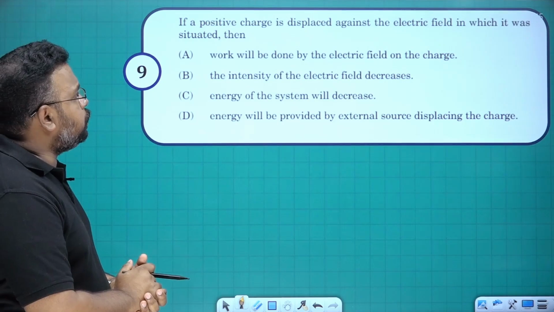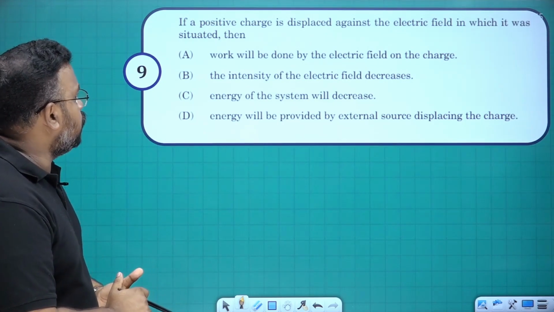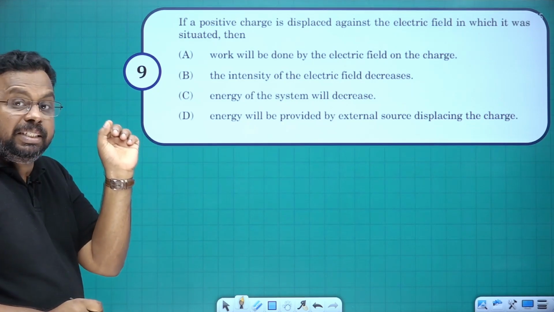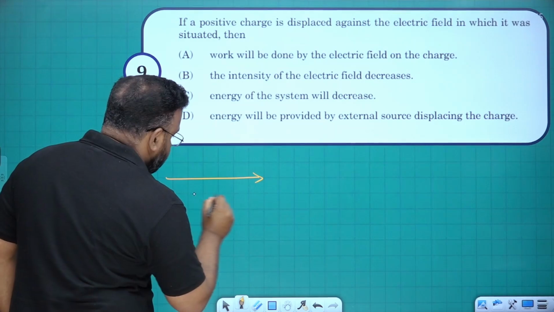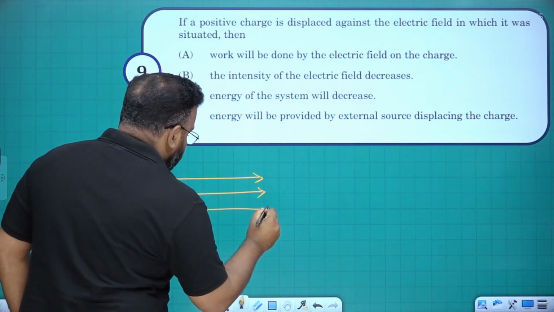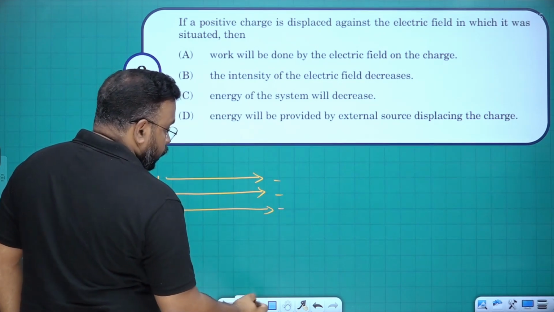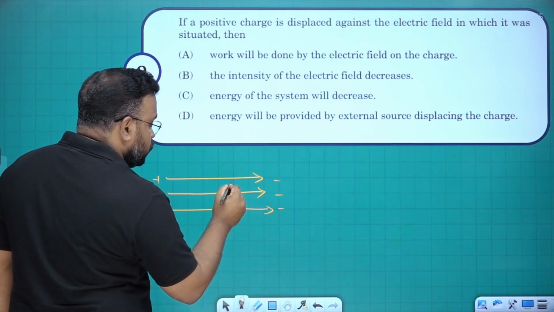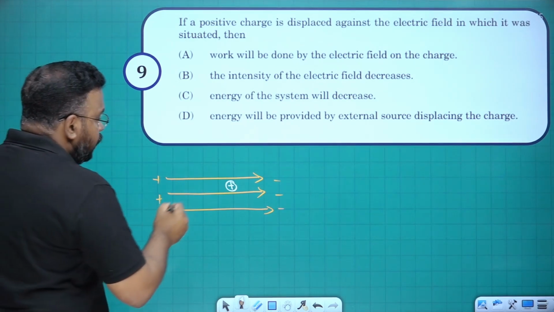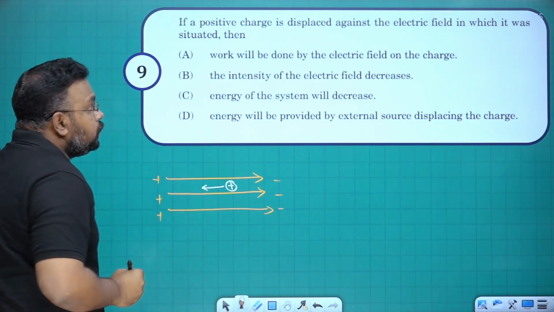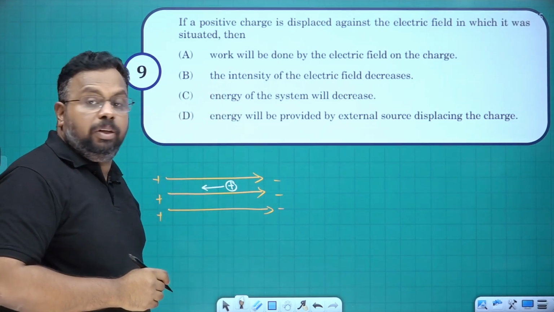If a positive charge is displaced against the electric field in which it was situated, then... a positive charge is displaced against. So electric field, assume the electric field is directed like this. You know the direction of electric field. It is from positive charge to what? Negative charge. Now it is given that there is a positive charge displaced against the electric field. So you are displacing the positive charge towards left. Then work will be done by the electric field on the charge.